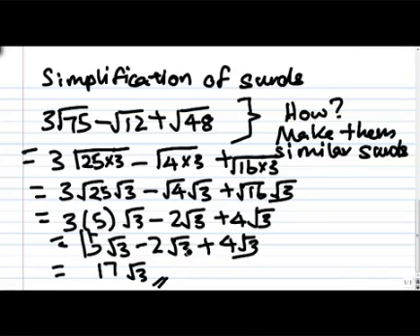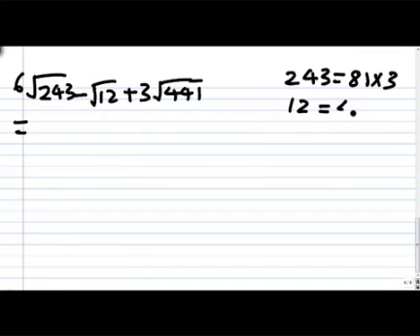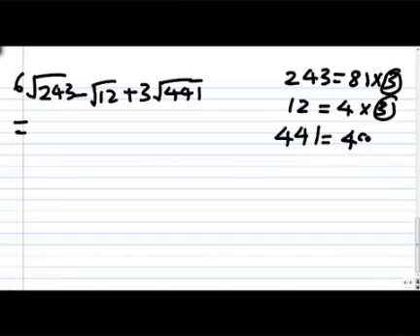This is something you should get used to. As time goes on, the more you practice, the better you get at it. Let's give you another example: 6 square root 243 minus square root 12 plus 3 square root 441. You fiddle with the calculator and you know 243 can be written as 81 times 3. 12 can be written as 4 times 3. Can you see what I'm doing? I'm making them multiples of 3. And 441 is actually 49 times 9, or 49 times 3 times 3. No problem with that, isn't it?